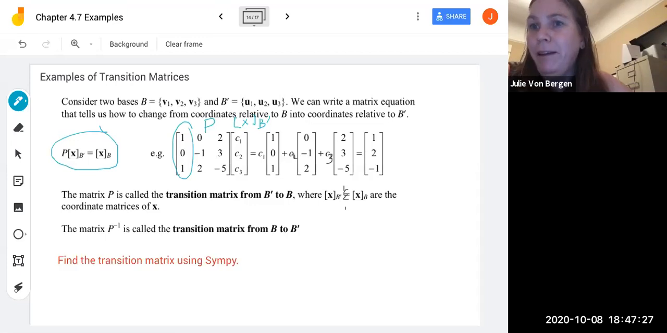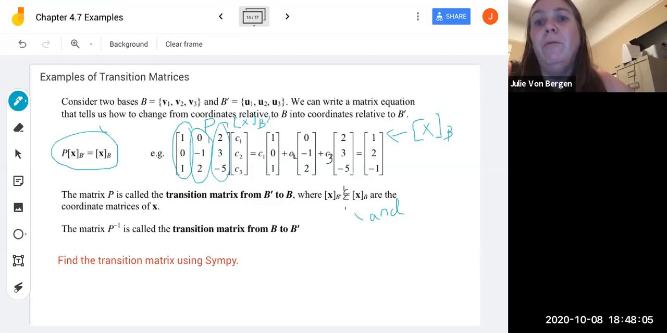This says C2, I had to correct it, multiplied by the values in column 2. When we multiply through, you can verify that these constants multiply through each column in this way. And then we have C3 multiplied by the values from column 3. And then that's going to equal our column matrix here, and that is x relative to B. So P is known as our transition matrix, where x relative to B prime and x relative to B are the coordinate matrices of x.